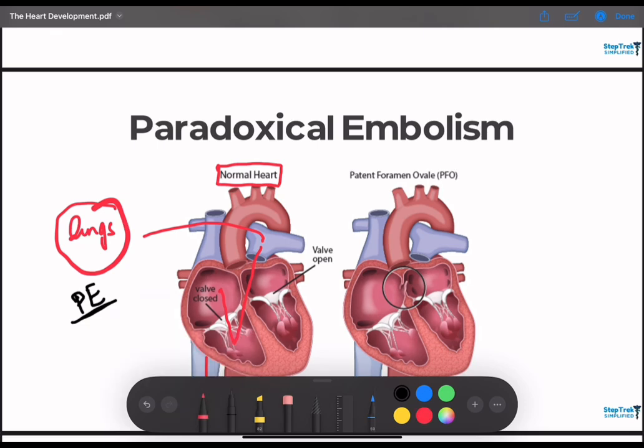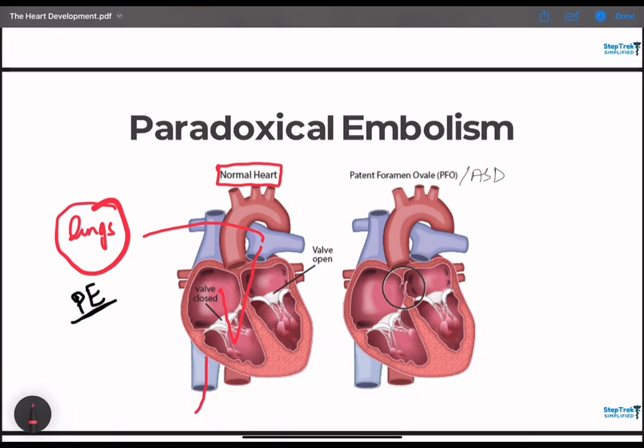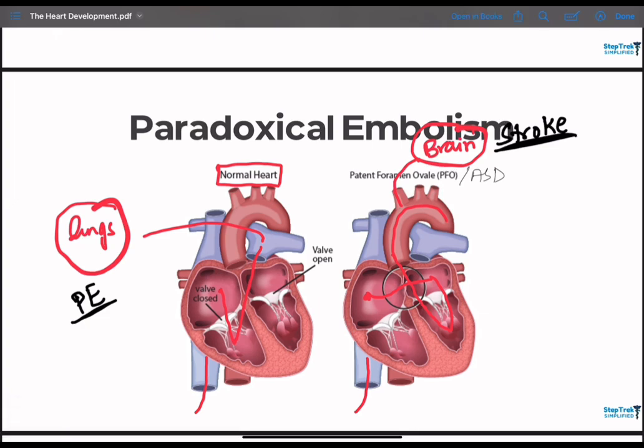While in ASD or patent foramen ovale, when a venous thromboembolism reaches our heart via the vena cava, it first goes to the right atrium. From the right atrium, instead of going to the right ventricle, it goes to the left atrium via the patent foramen ovale or ASD. From the left atrium, it goes into the left ventricle. From the left ventricle, it goes to the aorta, and from the aorta, it reaches the brain, where it causes stroke. So, stroke caused by a venous thromboembolism is known as paradoxical embolism.